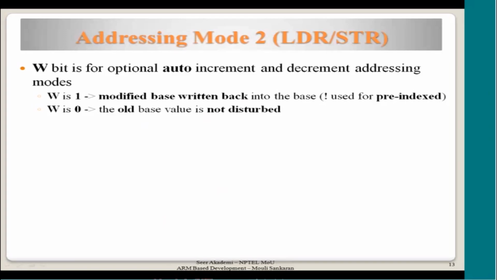Now let me tell you how it is implemented inside, with some example, some more data. If you remember, there was a W bit maintained inside the instruction format to say whether it is incremented or decremented, and then with the optional write back. If it is 1, you modify the base, writing back into the base used for pre-index. The old base value is not disturbed if it is 0.